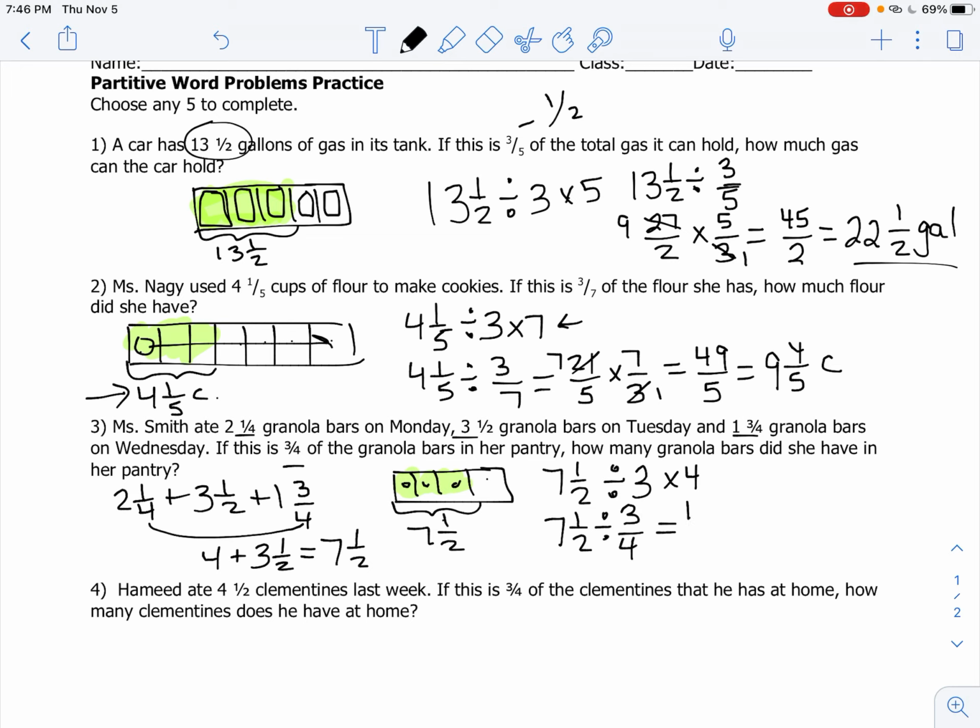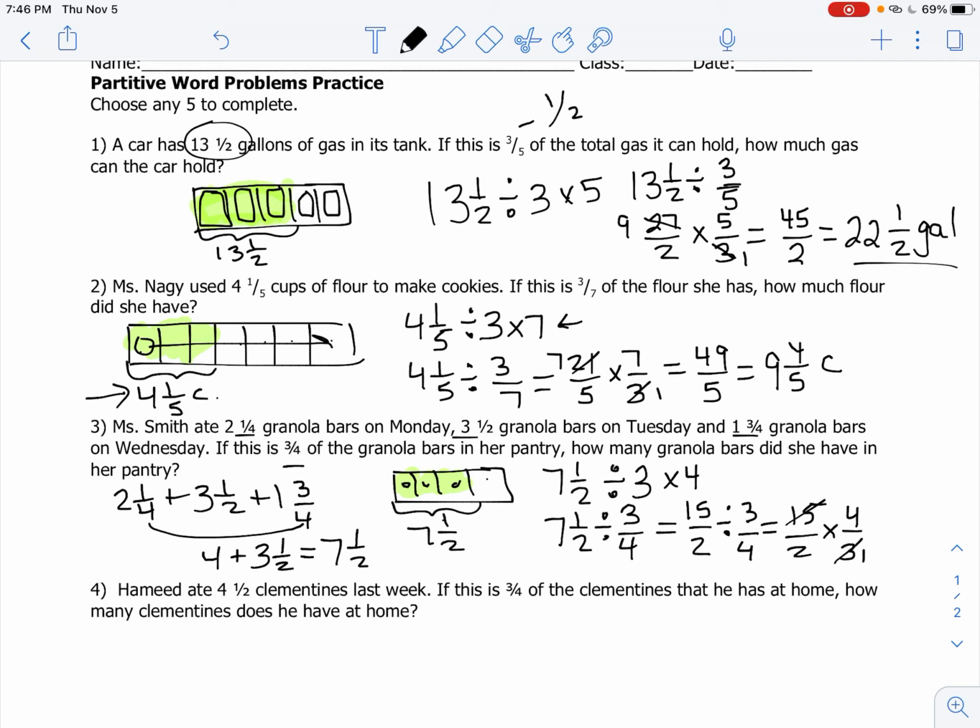All right, so 7.5 is the same thing as 15 halves, because 2 times 7 is 14, plus 1 is 15. Then we're going to divide by 3/4. We cannot divide straight across here because 2 divided by 4 is a half, or 0.5. So that doesn't work here. So we're going to keep the first fraction as is, change the division to multiplication, and flip the second fraction over.